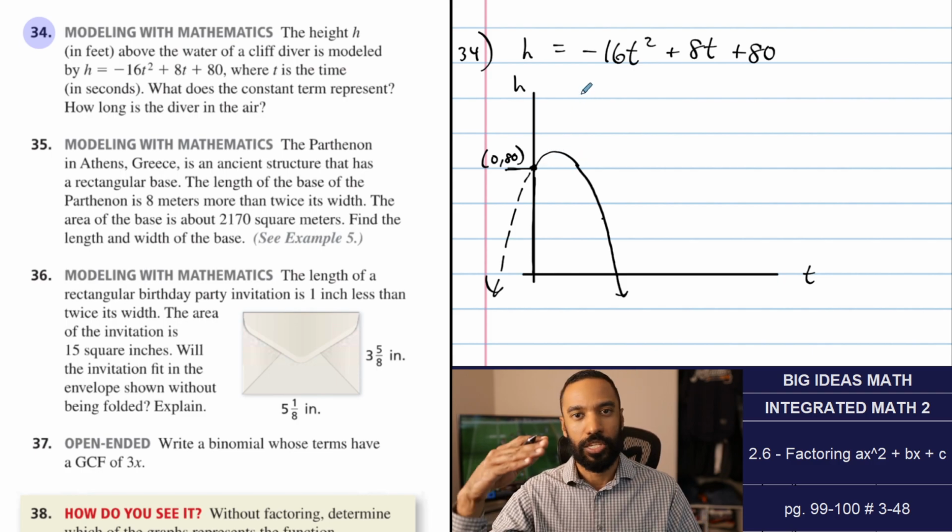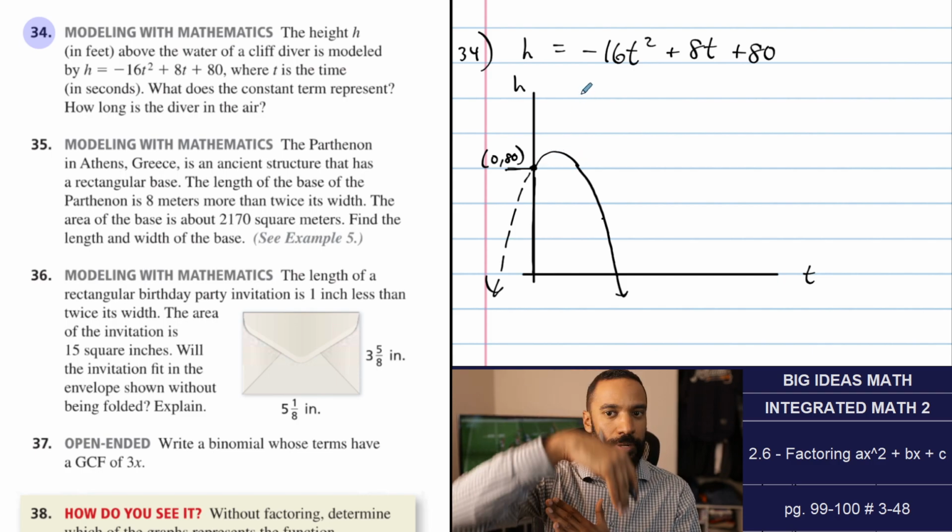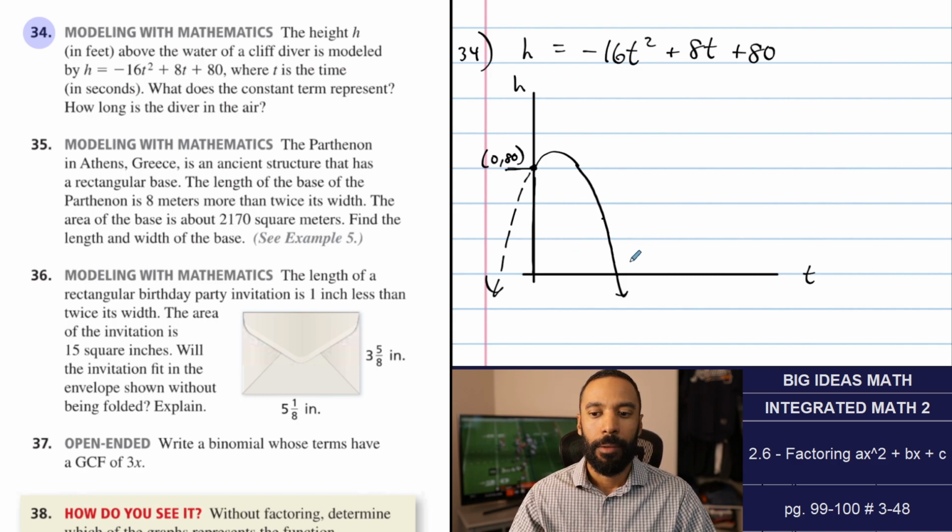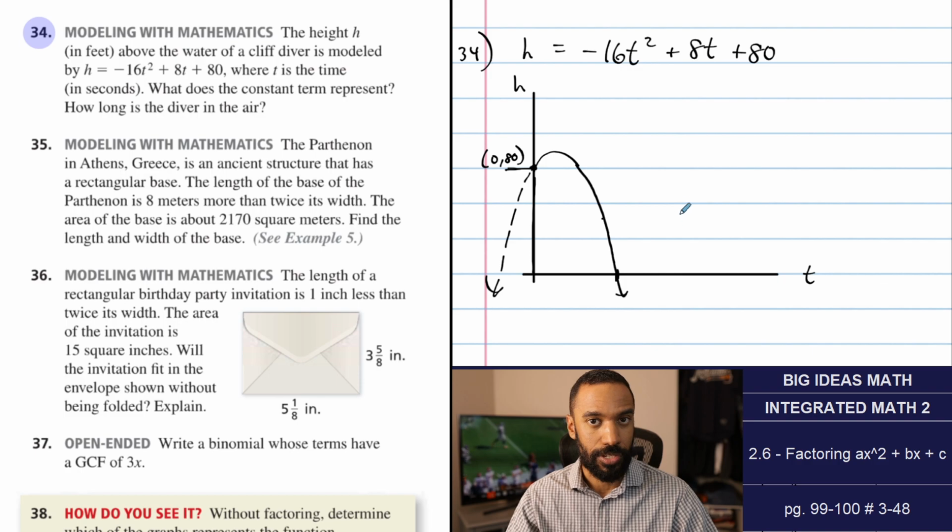Now, this doesn't mean that the diver goes outward. They could go pretty much straight up and down. This is just time moving on. But they are going to ask you how long the diver's in the air. So that's this other part right here. And that is, when is the height 0? The t-intercept, the x-axis, if you will.